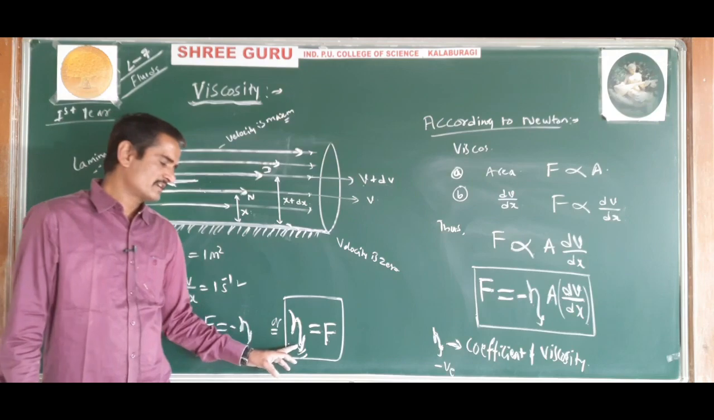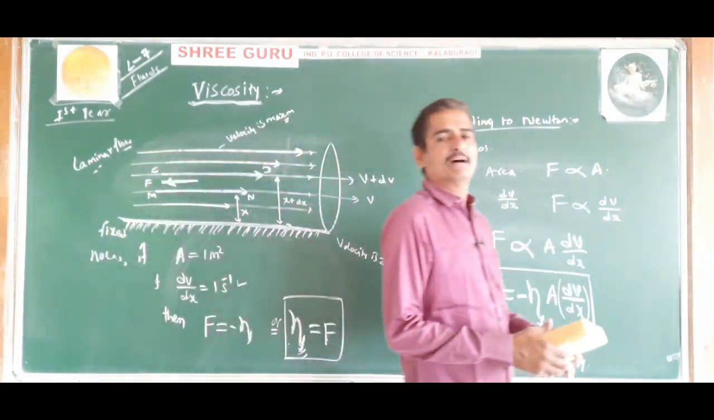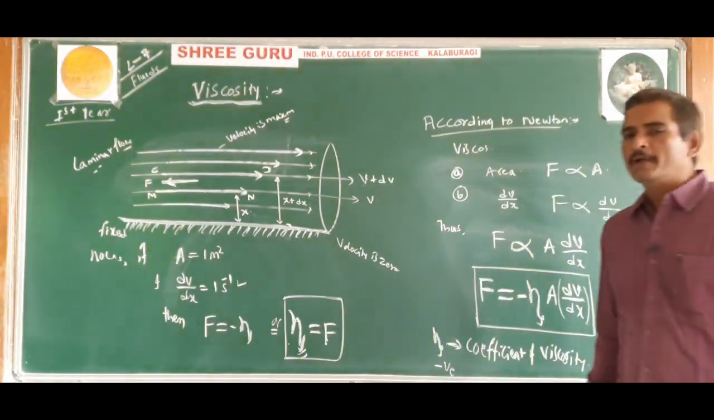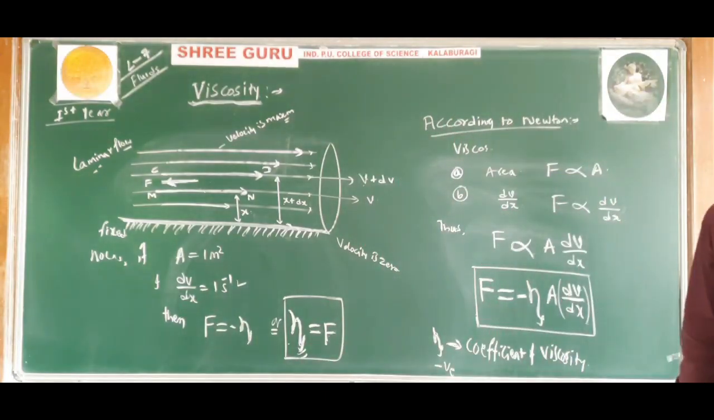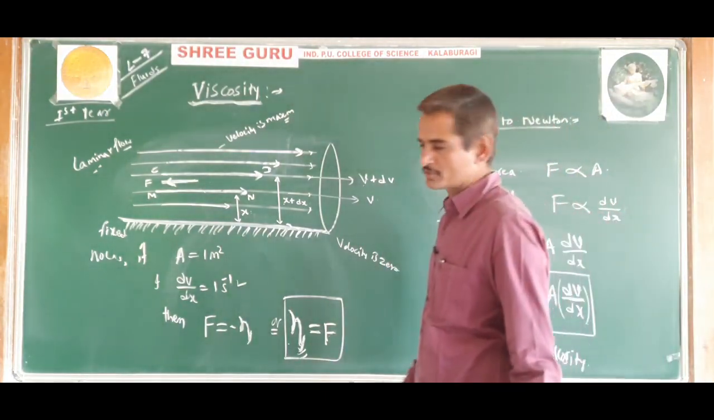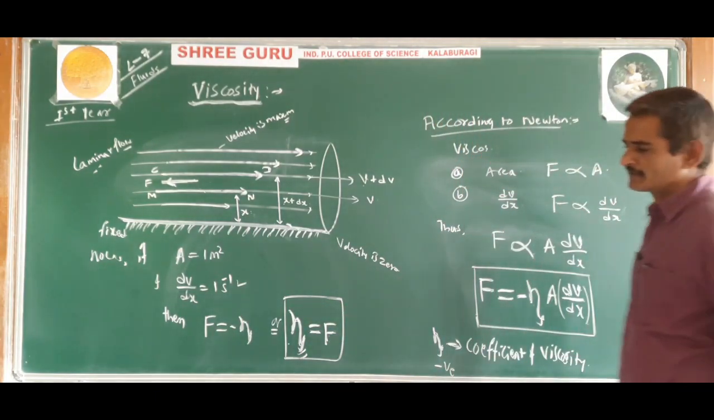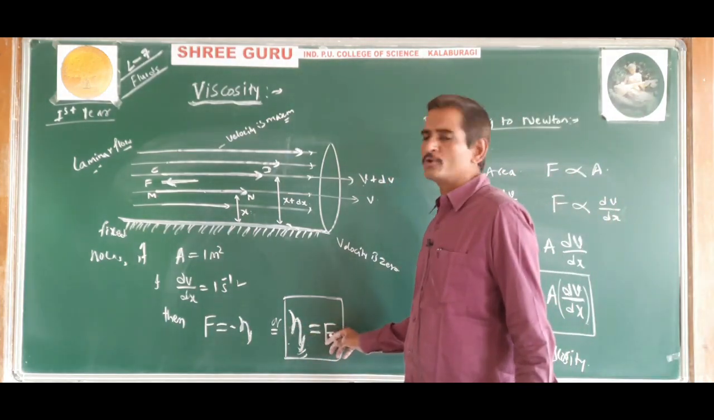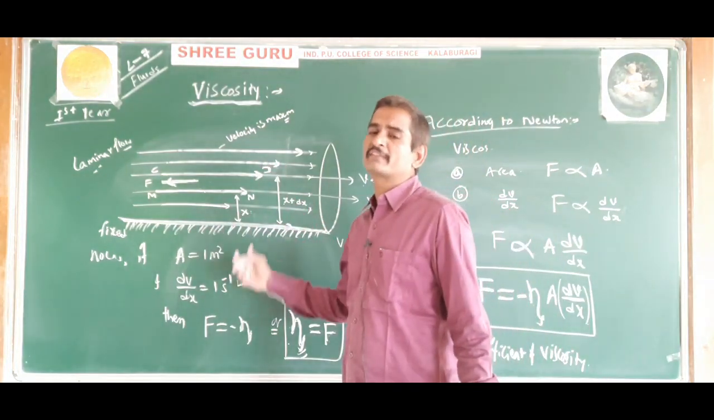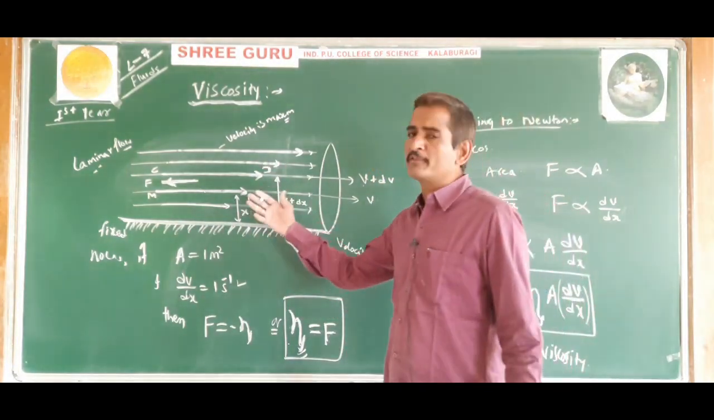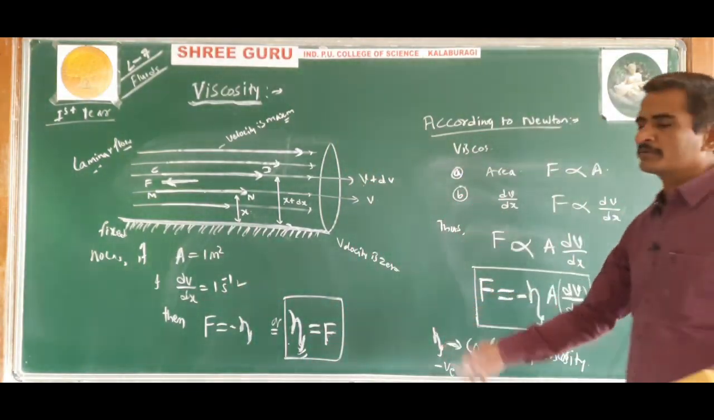Once again, coefficient of viscosity is defined as the viscous force acting per unit area of the layers having a unit velocity gradient perpendicular to the direction of flow of liquid. Understood? So this is the simple definition for coefficient of viscosity. So coefficient of viscosity will be numerically equal to the viscous force per unit area between two adjacent layers moving with a unit velocity gradient. You can also tell it like that.